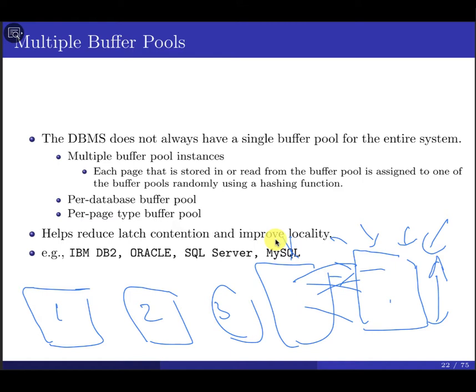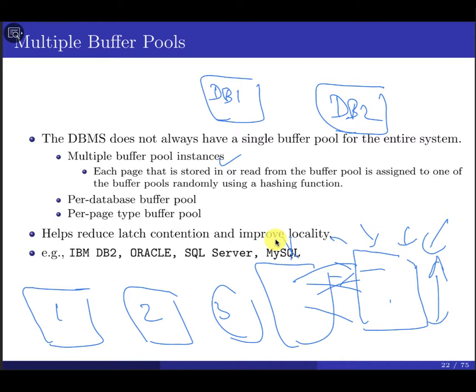I'm going to talk on the next slide about the different ways you can perform this job. How can you assign a page from the disk to a specific buffer pool? This depends on the instance. Maybe, since we have three databases, database one is going to have buffer pool one, and another buffer pool for database two. We have two or three different databases working in the same database management system. So for each database, I'm going to assign a single buffer pool. That's one way.